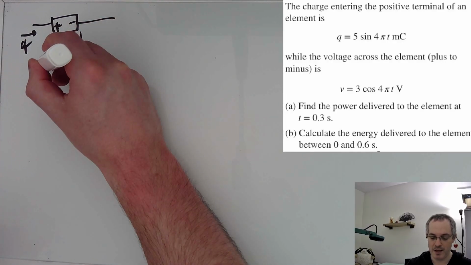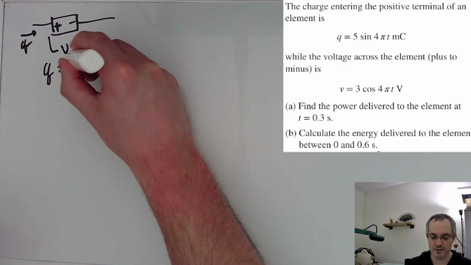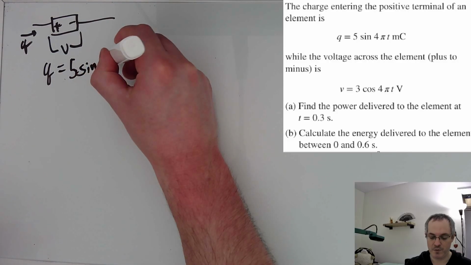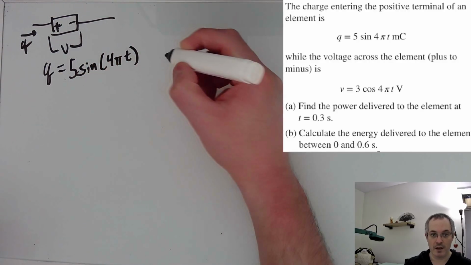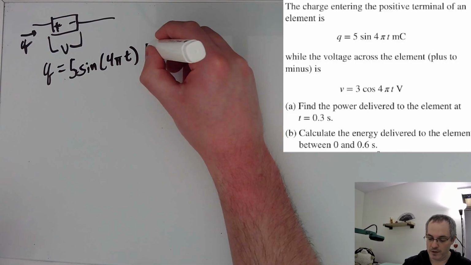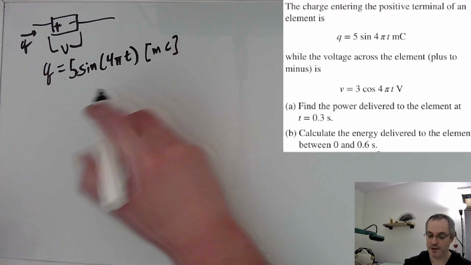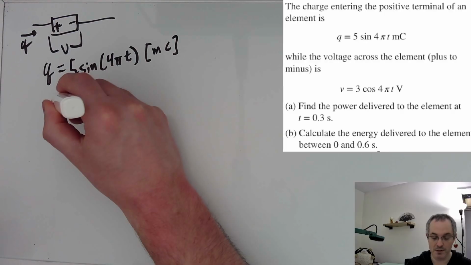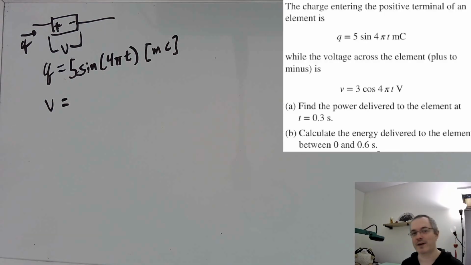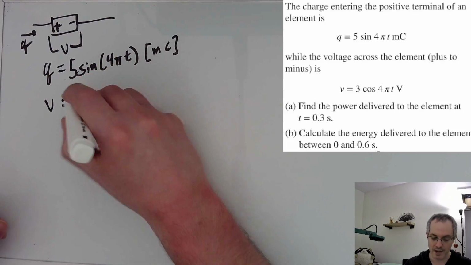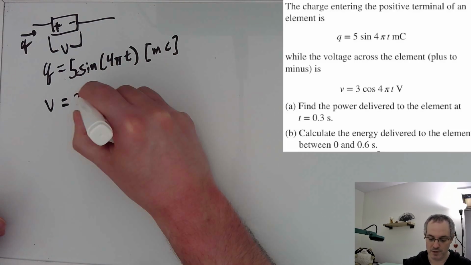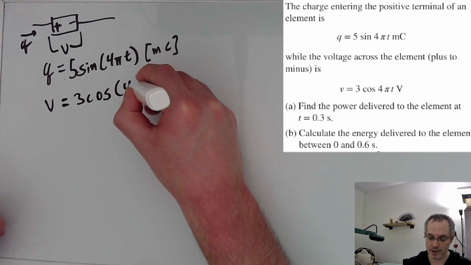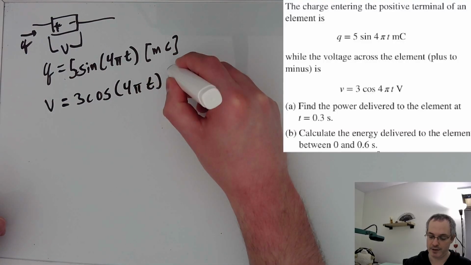Basically what that means is that Q, you just read it right off of there, is 5 times sine of 4 pi t. Oh boy, millicoulombs. I hate it when they do that, like a function and then some units. It's so stupid. There's no way around it, I guess, but I hate it. Voltage equals 3 cosine 4 pi t, and that is volts.